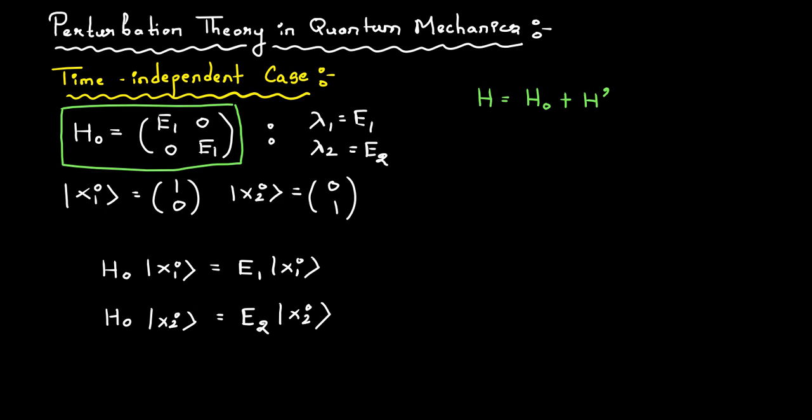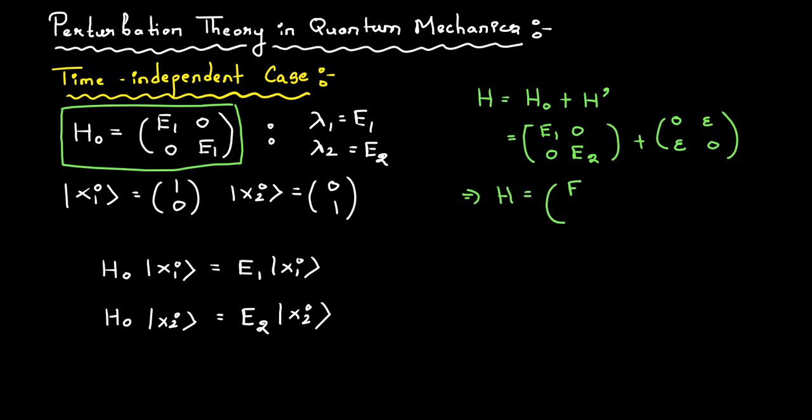As I said, the old Hamiltonian is E1, 0, 0, E2, and I'm going to add a very small perturbation, some off diagonal term that contains this kind of epsilon that we did before. Now what is the new Hamiltonian? The new Hamiltonian is going to look like this. It's exactly similar to the case we did in the matrix lecture last time.